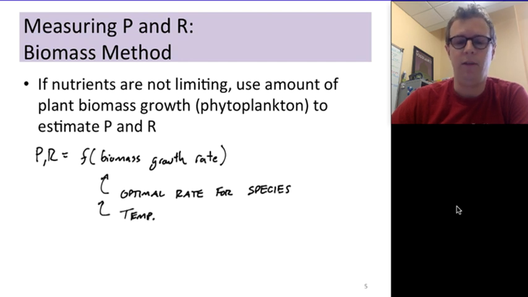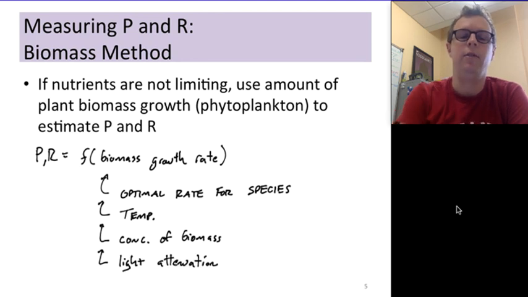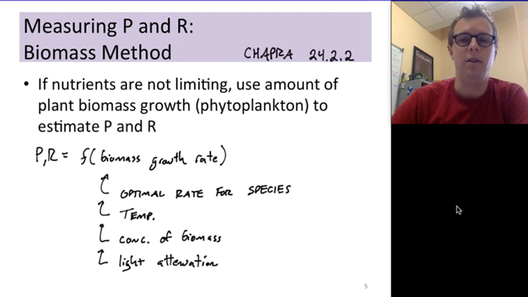You need to know water temperature, so we'll do an Arrhenius equation type correction. You need to know the concentration of biomass itself, and you need to know something about light attenuation. The idea is that light that hits the surface of the water is not the same throughout the column, but actually decays exponentially as you move down in depth. The equations for this are presented in Chopra 24.2.2, and for purposes of time here, we'll leave it to you to work through those if you choose to.